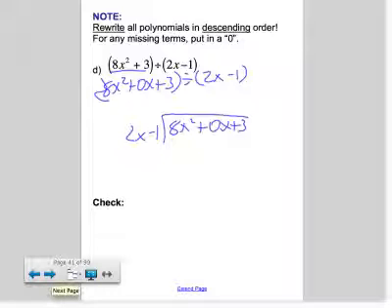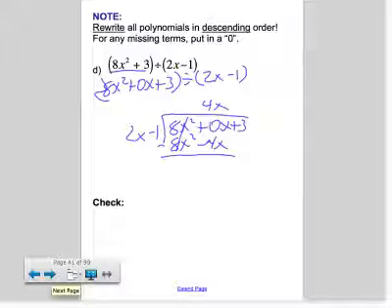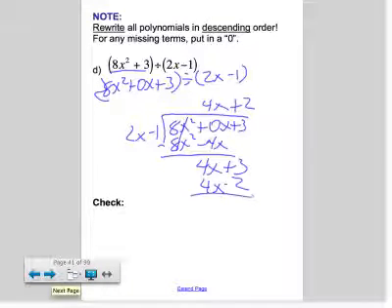2x into 8x squared is 4x. 4x times 2x is 8x squared. 4x times negative 1 is negative 4x. Subtract. 8x squared minus 8x squared cancels, and then we have 0 minus negative 4x, which is positive 4x, plus 3. 2x goes into 4x 2 times. 2 times 2x is 4x. 2 times negative 1 is negative 2. Subtract. 4x minus 4x is 0. 3 minus negative 2 is a 5. So 5 is your remainder. So you have 5 over 2x minus 1.